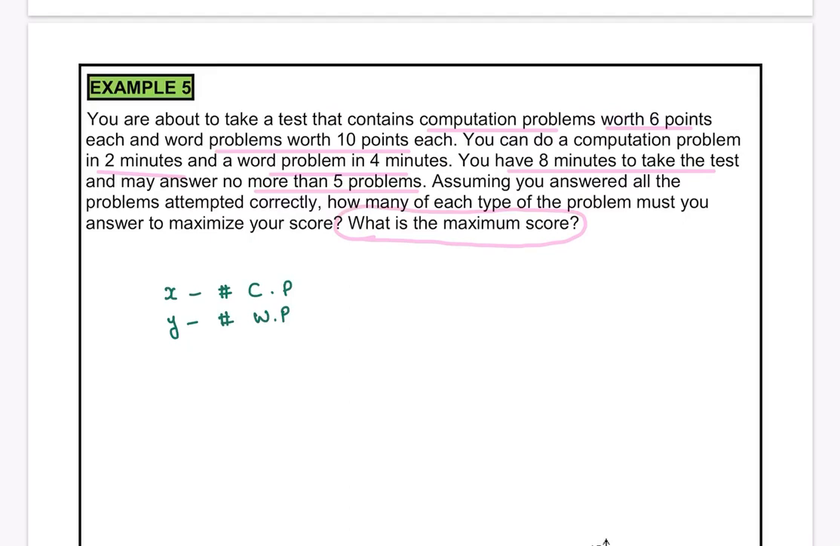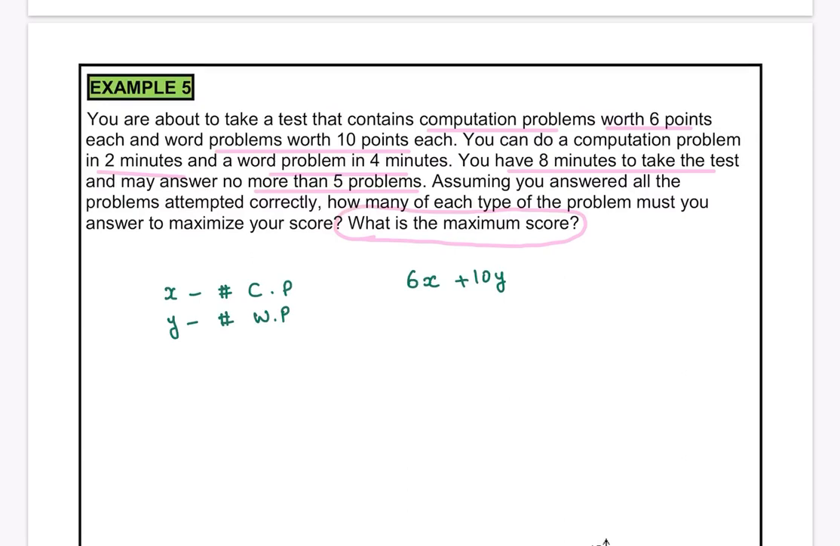Now, at the end of the day, the score that you're going to get is, for every computational problem, 6 points. So if you do X number of them, you're going to have 6X. And for word problems, you get 10 points each. So if you do Y number of word problems, you're going to have 10Y. So the score is going to be based on these two numbers of problems.